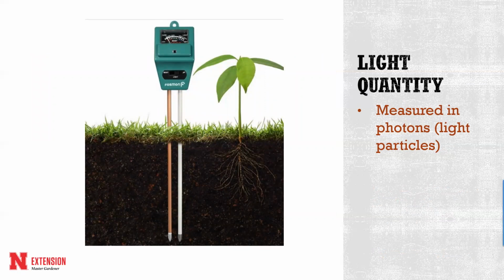So light quantity, we're going to spend a lot of time on light quantity. It's measured in photons or light particles. You can measure this very simply. This is a meter that you can purchase online. This meter does light, pH, and soil moisture. So if you're interested in light quantity and how much light you have in your yard, you can purchase this and measure your light quantity.